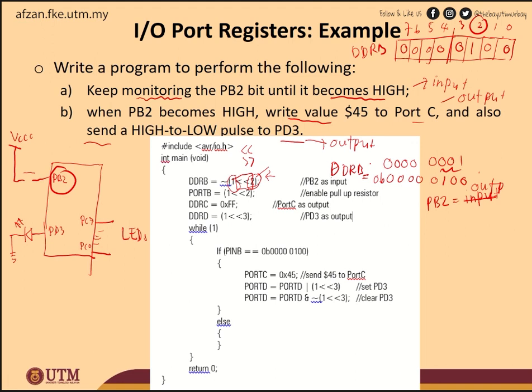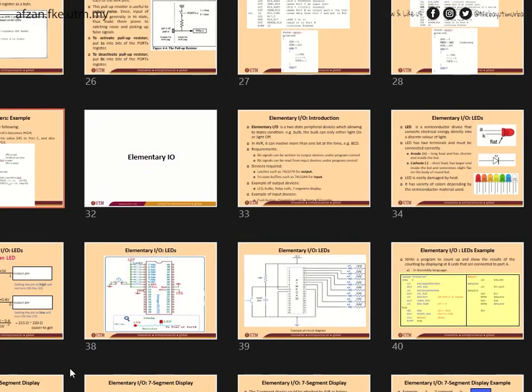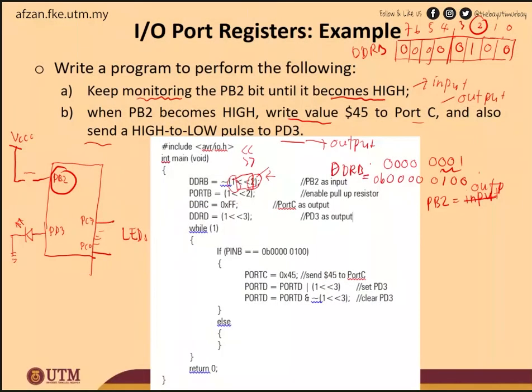Okay, where are we just now? Sorry. So in this case, what happened? I want my pen. Alright. So now if you put something like this, PB2 you make as an output while the rest of the pins you make as input. Is it correct or not? No, it's not correct. Why? Because PB2 is connected to your switch, so now it is wrong. So how to make sure that your PB2 becomes an input?